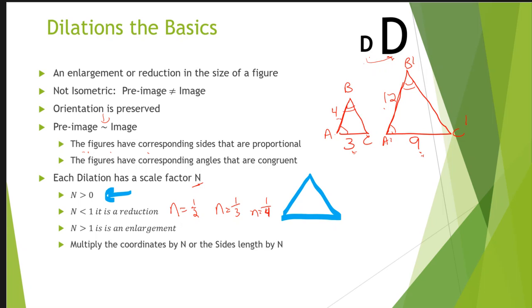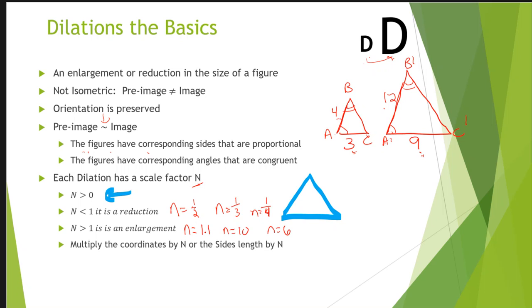It's going to be an enlargement when it's greater than 1. So anything that's greater than 1 would be an enlargement. So we're talking about, it could be like 1.1. As long as it's greater than 1, it's an enlargement. It could be n equals 10, n equals 6, etc. As long as it's greater than 1, it would be considered an enlargement.